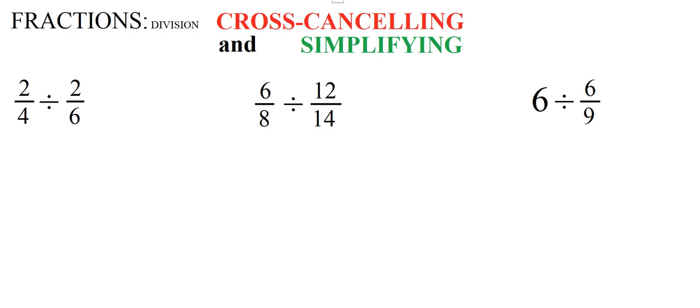We're going to solve these three division problems with fractions by using some simplification and cross-cancelling to help us make the equations a little bit more simple. First thing, let's have a look at this one here, 2/4 divided by 2/6. First thing we should do is rename this division problem as a multiplication problem. So we invert the problem into something that we can deal with a bit more easily.